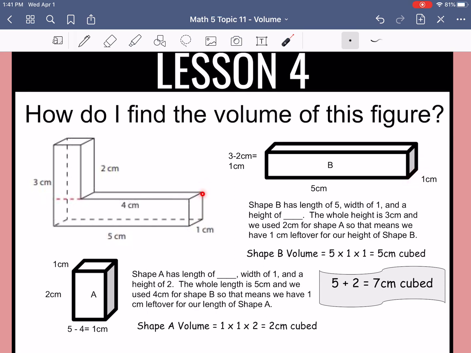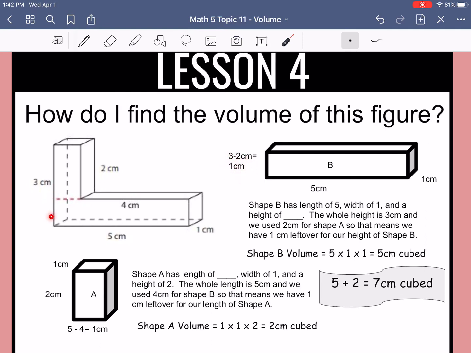Now, we also have to find the height. Do I have the height here? Here? Do I have it here? Here. No, I don't, do I? Now, what I do have is this whole height. So I went ahead and I used the whole height right here, that 3. Now, I've used up 2 as the height in shape A. So if I take the whole total height of 3 and I subtract the 2, which is used up in shape A, what am I left with? Well, I am left with 1 centimeter.